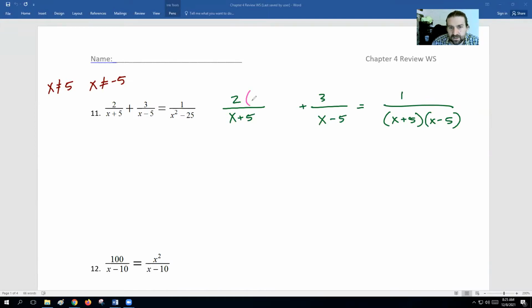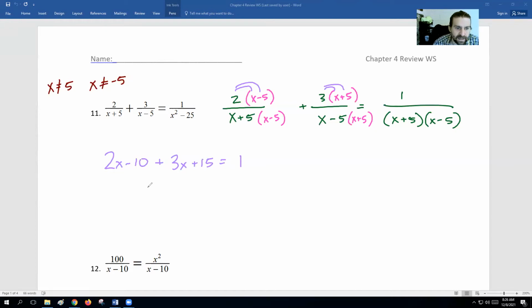All right, so what's this one missing? This one is missing an x minus 5. This one's missing an x plus 5. And that one has both of them, so we don't need to do anything. So let's just look at the numerators here. We distribute this 2, we'd have a 2x minus 10. Then plus, distribute the 3 here, it's a 3x plus 15. And then the 1, we don't need to do anything with it.